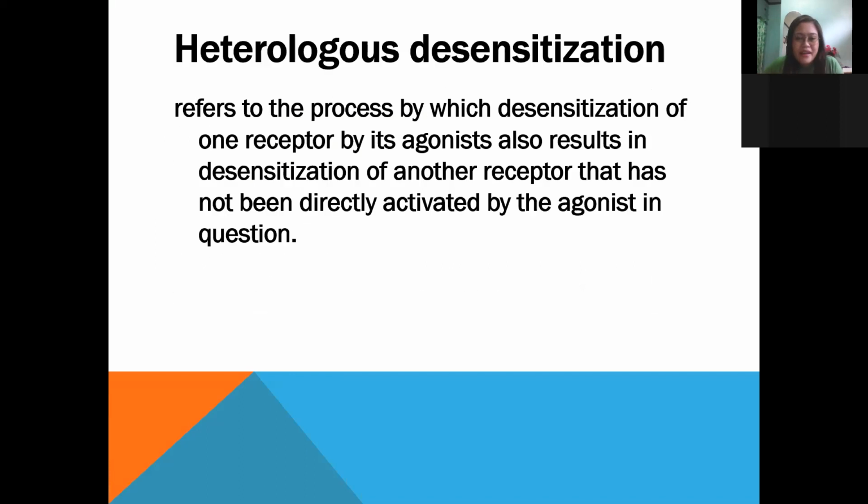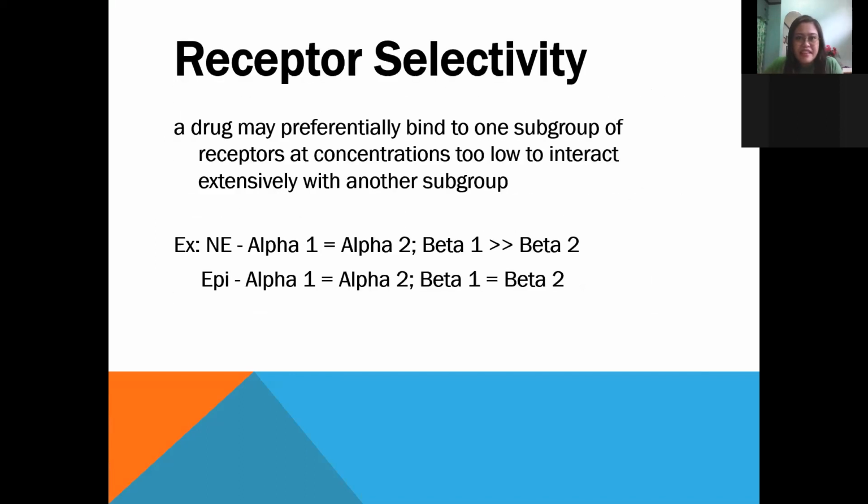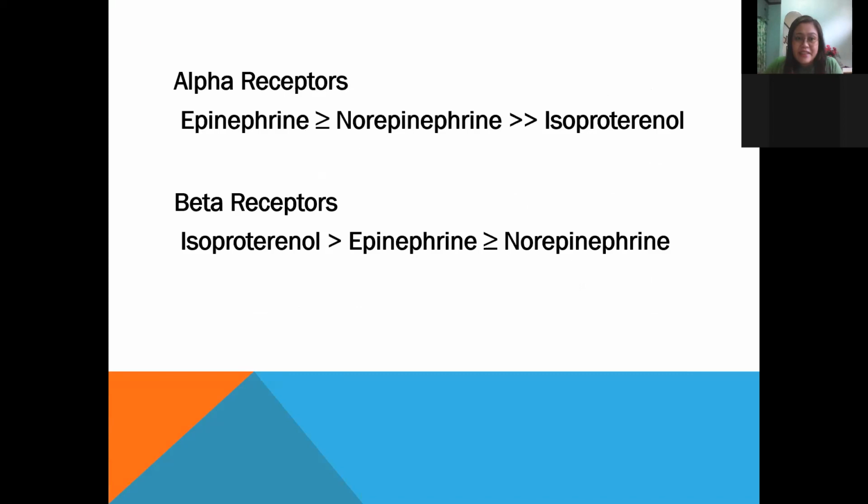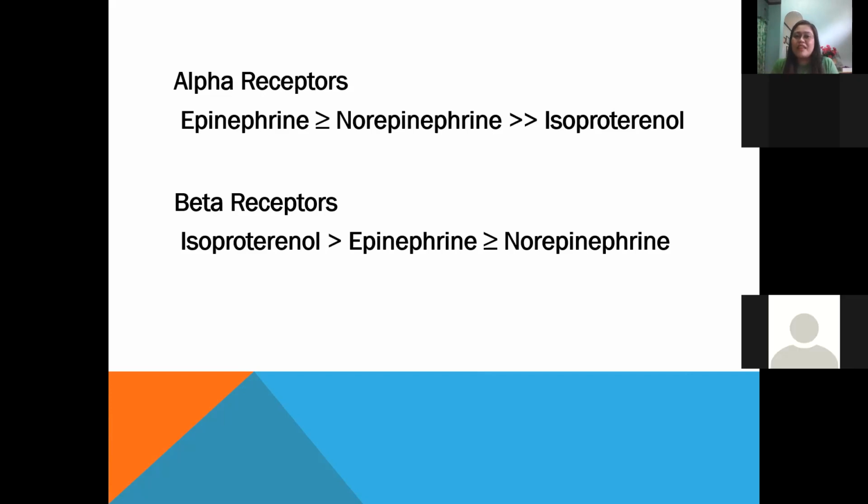Let me go back. In this one on selectivity, we appealed to this when comparing with norepinephrine and epinephrine when it comes to binding to the beta receptor. The one that binds most to the beta receptor is isoproterenol. Though this one is also a catecholamine. Its structure is still a catecholamine.